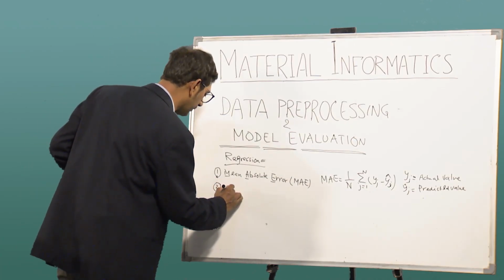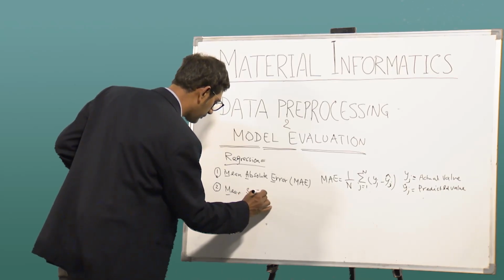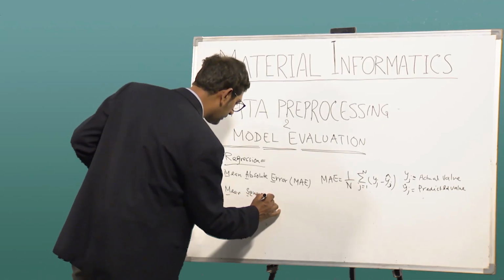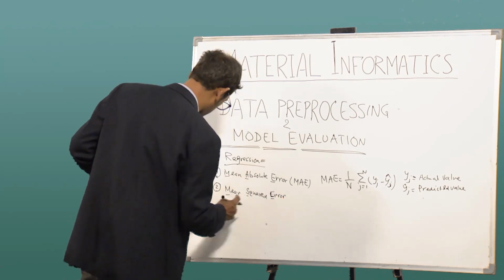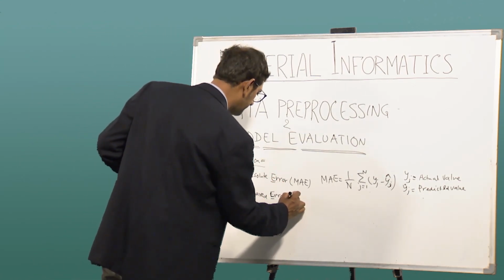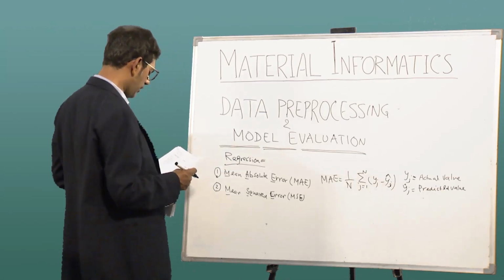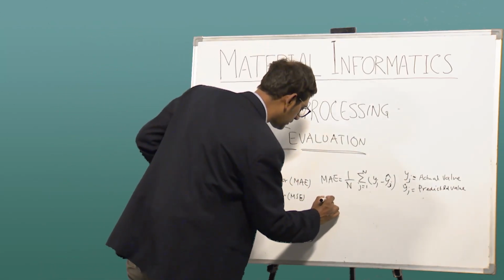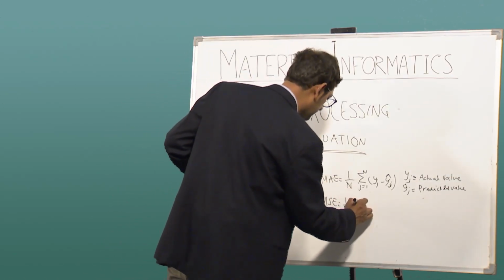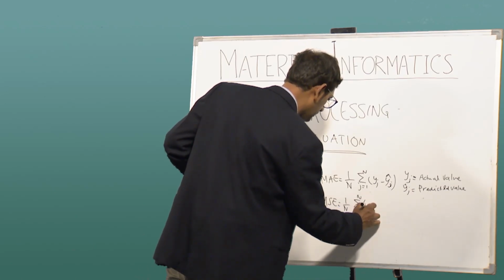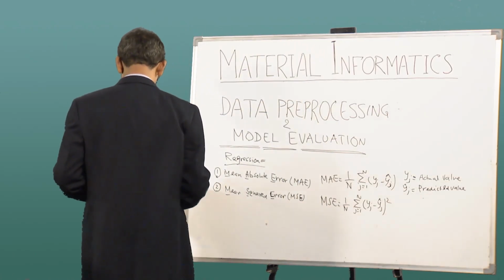Then comes the mean squared error. Error has 3 R's, you have to understand that, and this is called MSE. What is that? Basically, it will take the square of that simply. So, it is also 1 by n, we take the square of this, summation j going from 1 to n of yj minus y hat j, whole square. Can you see that?